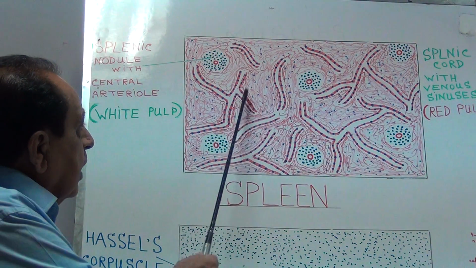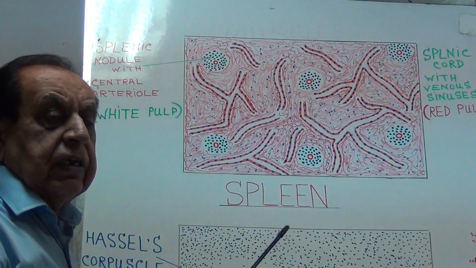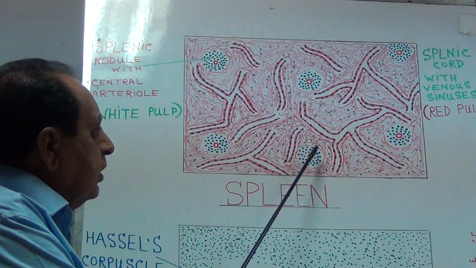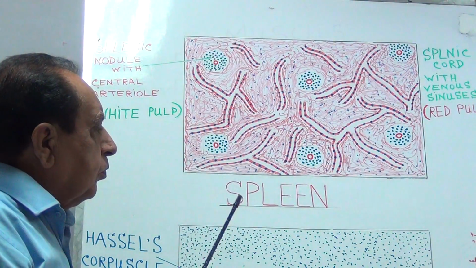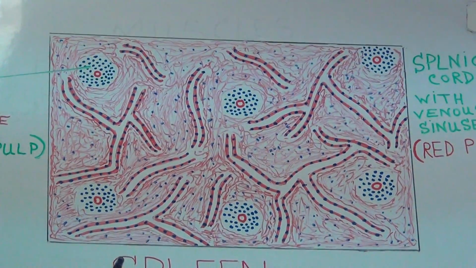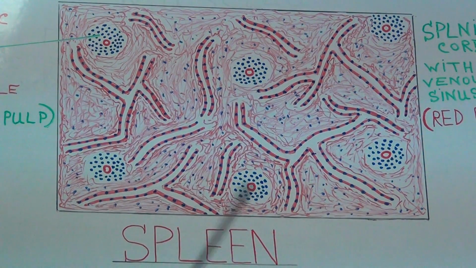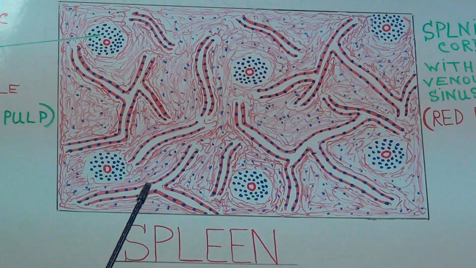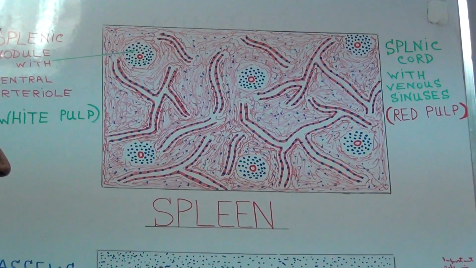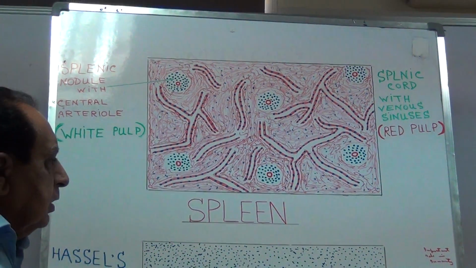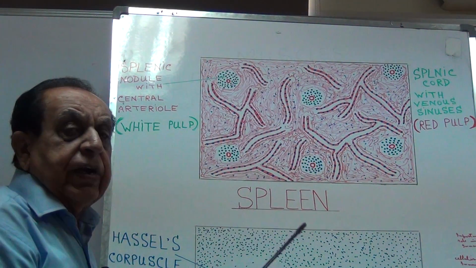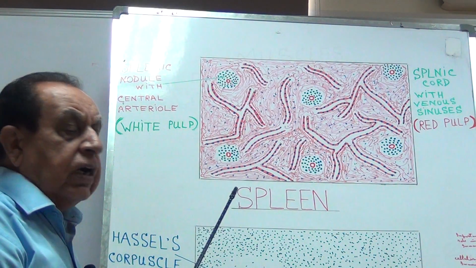Then the second part, the largest part, is the red pulp. The white pulp is grayish in color, these grayish spots in the spleen, and the red pulp looks red due to the presence of RBCs in the red pulp or in its cords. First of all, about the white pulp. Now, this white pulp is formed by the lymphatic nodules with central arteriole.